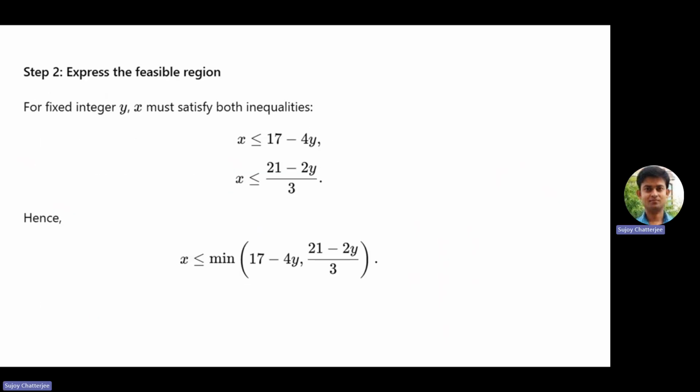Then step 2 is to express the feasible region for a fixed integer y. For fixed integer y, the x must satisfy both inequalities. That is, x is less than or equal to 17 minus 4y, and x is less than or equal to (21 minus 2y) by 3. So this we have deduced from the given inequalities. Hence x is less than or equal to the minimum of 17 minus 4y comma (21 minus 2y) by 3. So it comes directly from here.